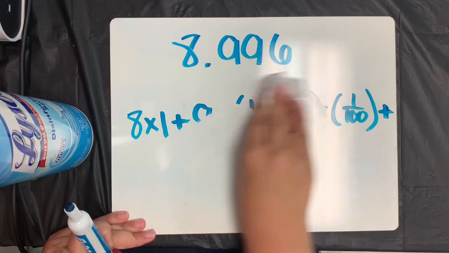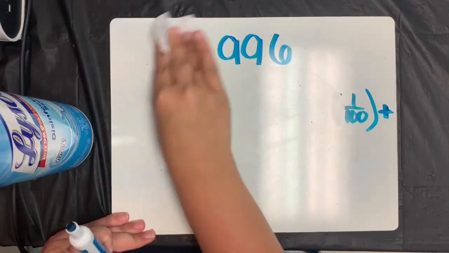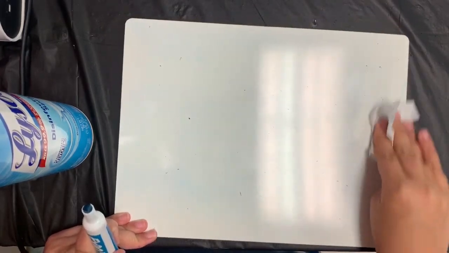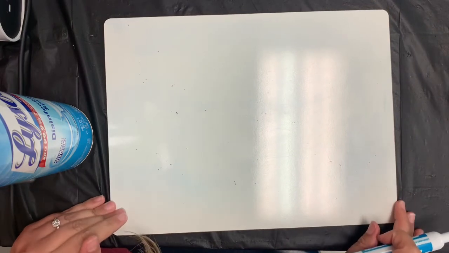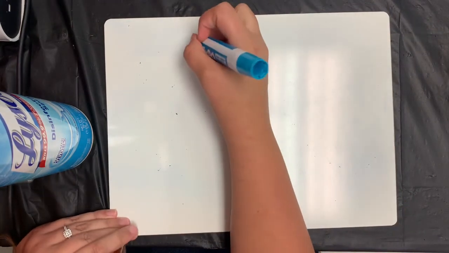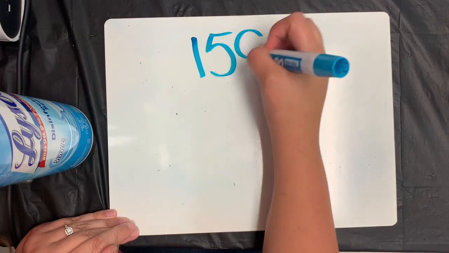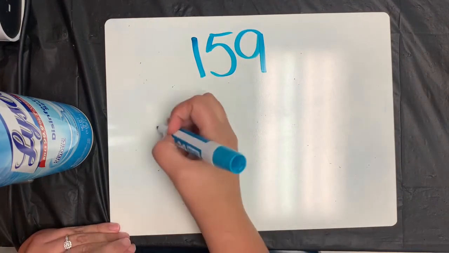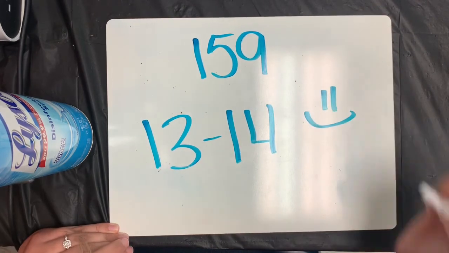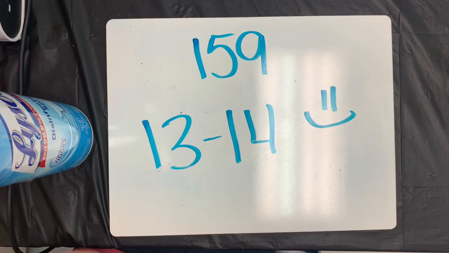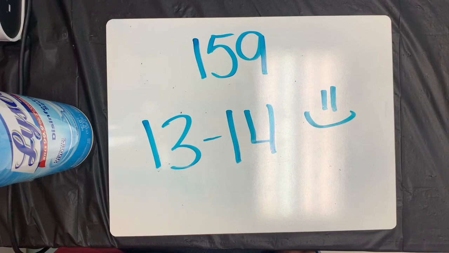Now let's erase this, and I'm going to tell you what problems you are going to complete for practice, and then I think you have some boom cards that you need to do. Page 159 in your math book, problems 13 and 14. I'll post the answer key in the next section. Again, that's page 159 in your math book, problems 13 and 14. Check them, then you've got some boom cards. Have an awesome day.